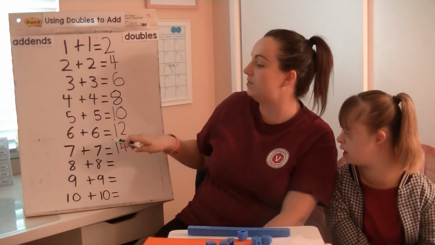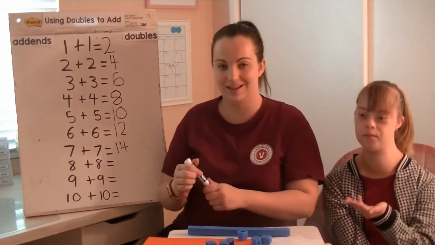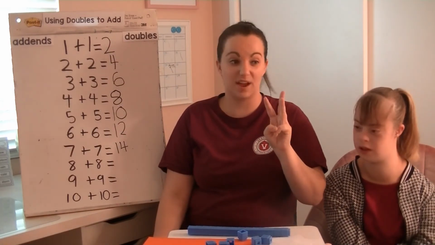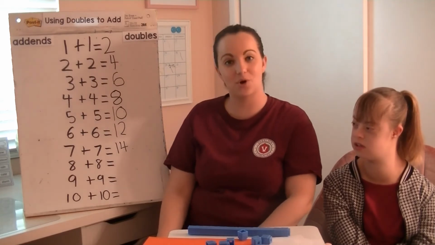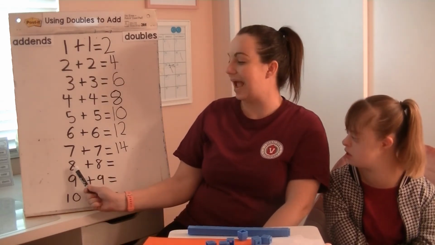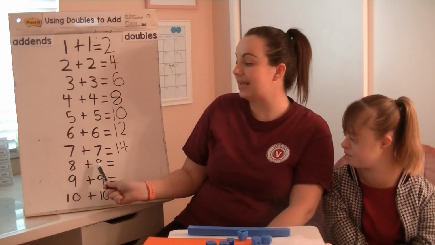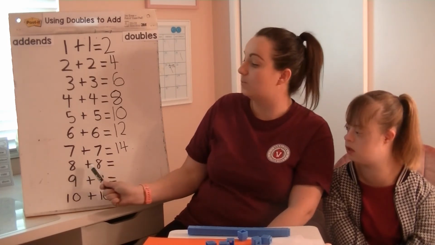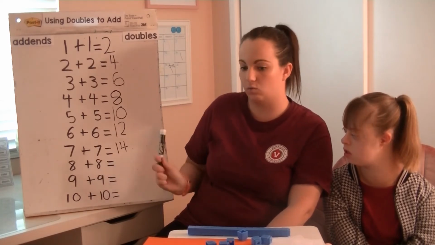7 plus 7 equals 14. Okay. We only have 3 more doubles math facts to solve and learn. Let's keep going. Our next one says 8 plus 8 equals. Again, 8 plus 8 equals.